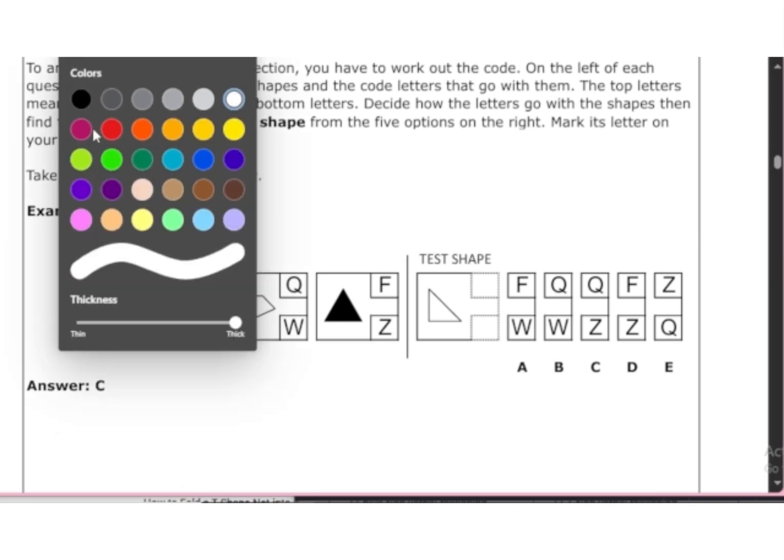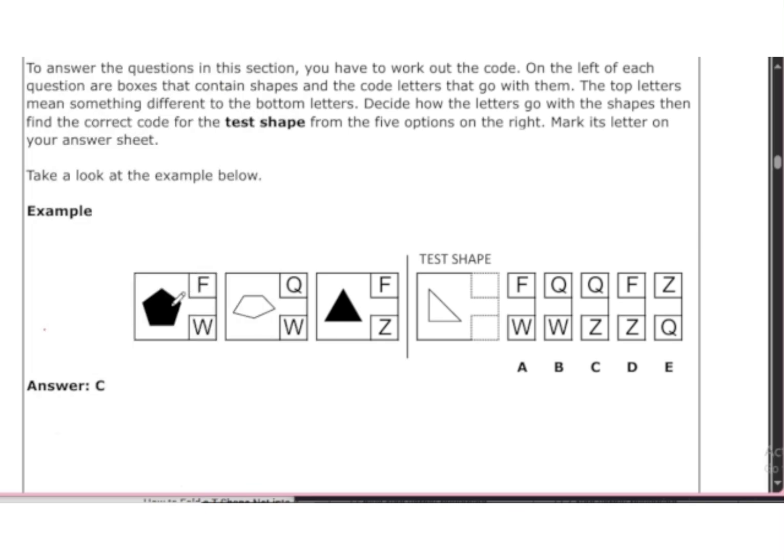So what do we have to do here? In this example, we have that this is F. Look at the codes at the top. Consider the codes at the top. We have F, we have Q, we have F. Now start with the ones with the same code, F to F. Why is this F and why is this F? Ask yourself what is similar.